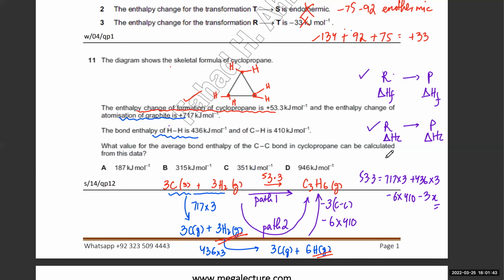Sir, I got 315. Yeah, so we do have 315, right? Yes, we do. So B is my answer.